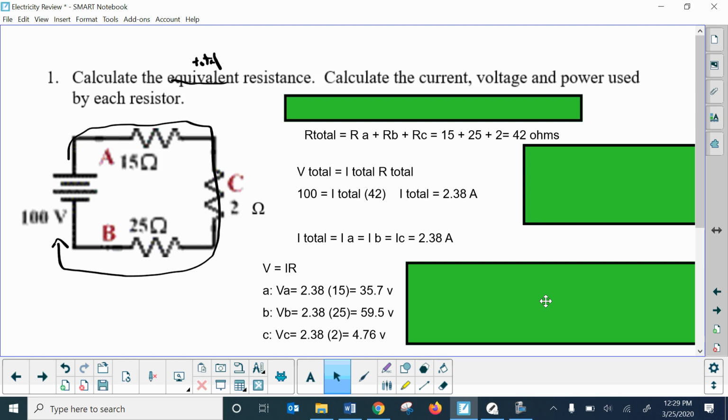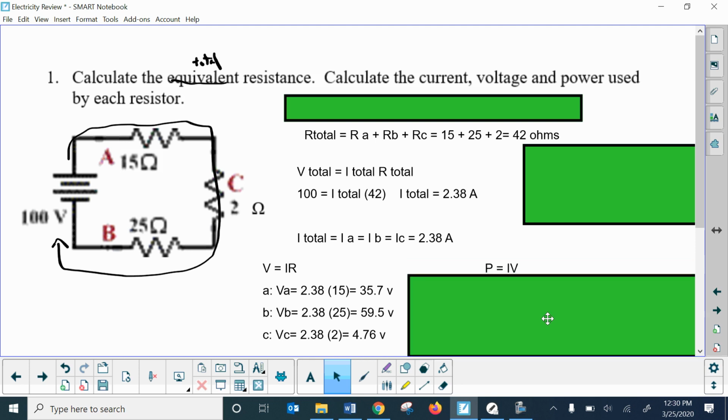So when you multiply those together, you get 35.7. Similar work for B and C, just switching out the resistances and then multiplying it by the currents. Then to do the power, you're just going to use P equals IV, and again, you're just going to use the individual current and the individual voltage for each one.